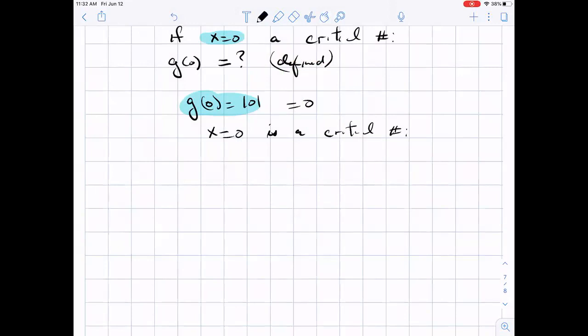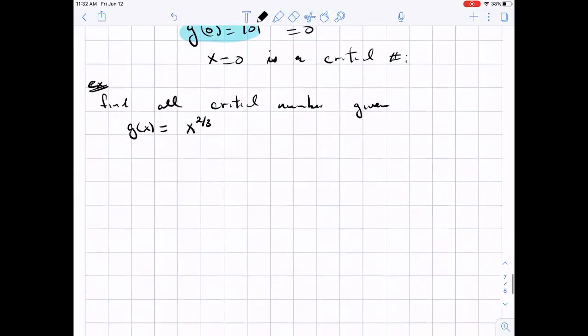But let's look at another example, and probably I will close off with this example for today. We want to find all critical numbers. Here's an example. Given g of x is now equal to x to the 2/3 power. So the first step, we go through the steps: what is g prime of x?